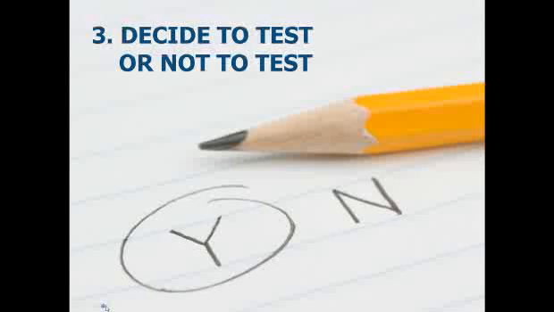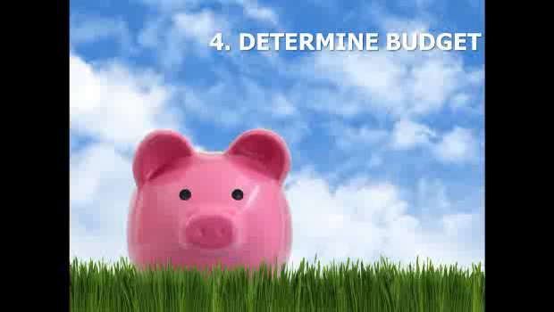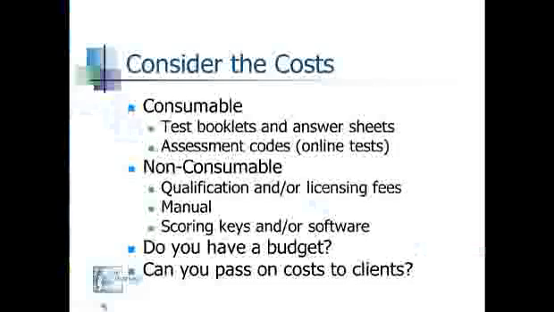So strategy number 4, or tip number 4, is determine budget. This is a huge thing to look at because, as I said earlier, tests can cost a significant amount of money. So some of the things to consider are what we call your consumables. Those would be your test booklets and answer sheets, anything that when you use the assessment, you can't use again. It's not reusable. Those would also be assessment codes for online tests.